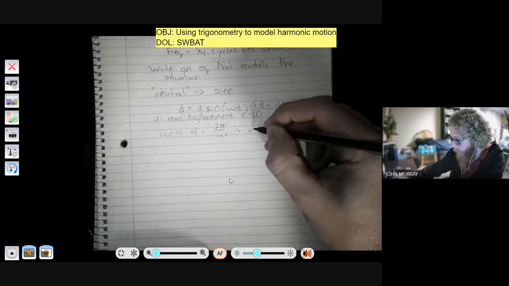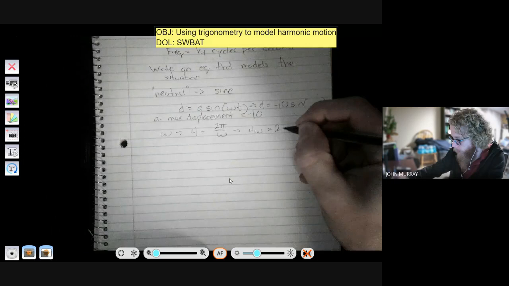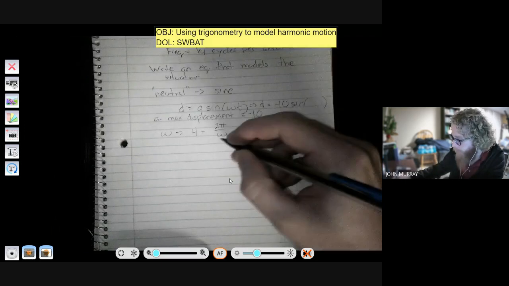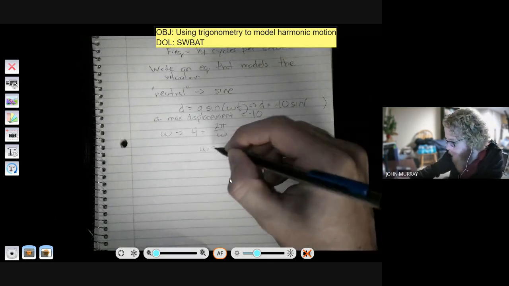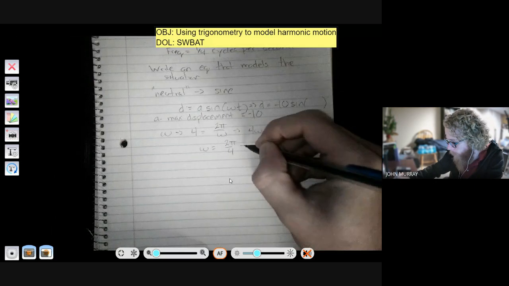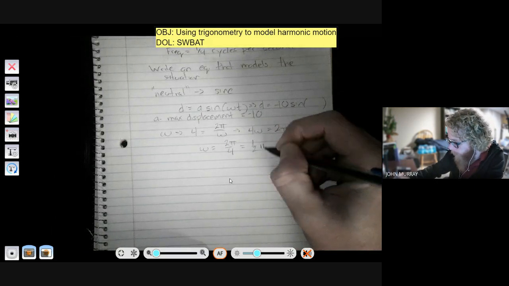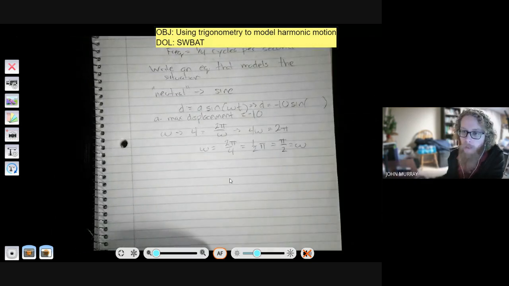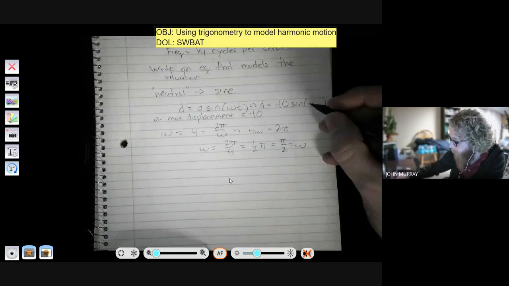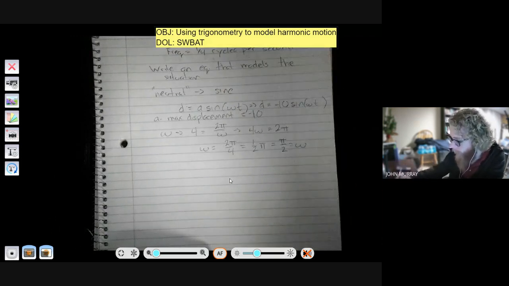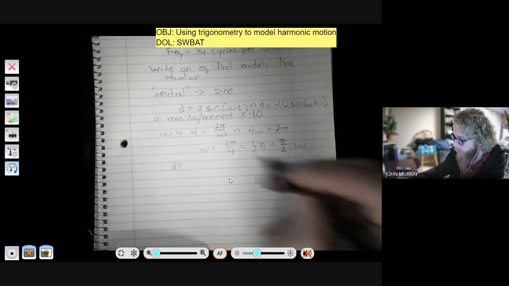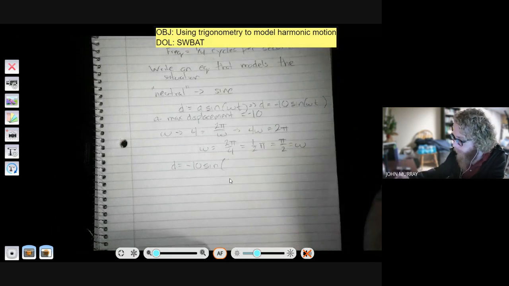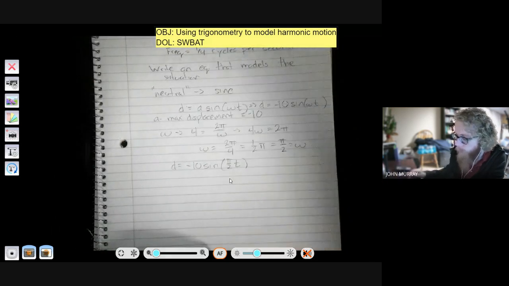I multiply both sides by omega. I get 4 omega equals 2 pi. I divide by 4, and I get my omega is pi over 2. So plugging that in, I get my displacement equation to be d equals -10 sine of pi over 2 t.